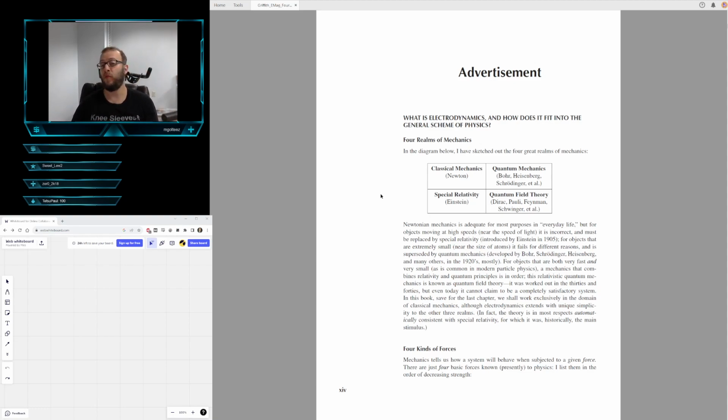Now, what is fast and what is slow? Fast is fractions of the speed of light. So if we're moving at 20% the speed of light, then we need to look at either quantum field theory or special relativity. But if we're moving a lot slower than that, we're talking less than a percent or two of the speed of light, classical mechanics usually is a good approximation for that kind of thing.